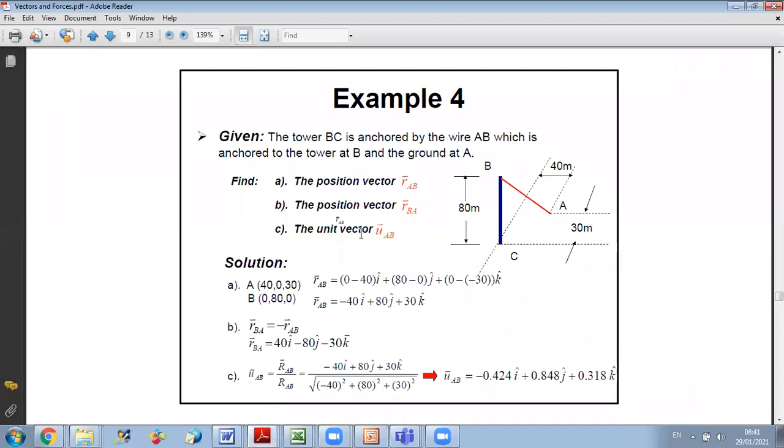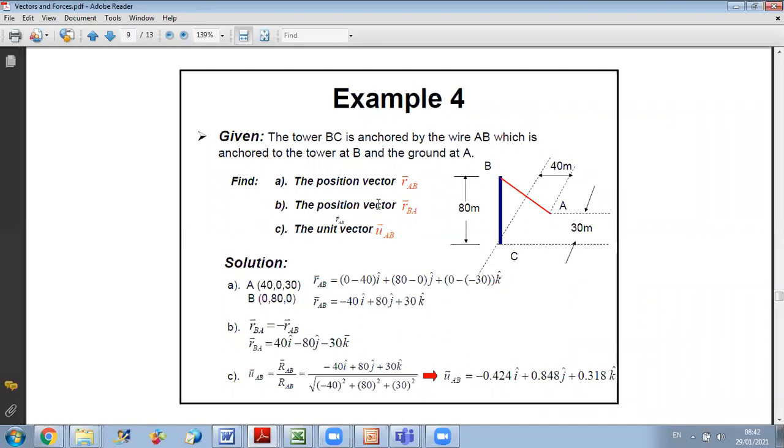Okay, so we were saying that we want to calculate the position vector RBA. The position vector RBA is simply the opposite of vector AB. So RBA is equal to minus RAB. All we have to do is take the opposite of this vector, so it will be equal to 40i minus 80j minus 30k. And the final question here was to calculate the unit vector AB.